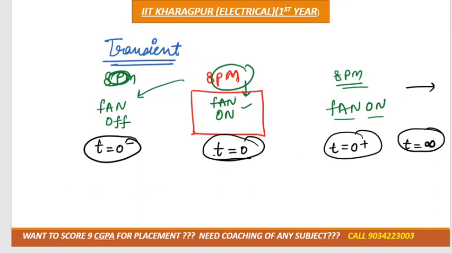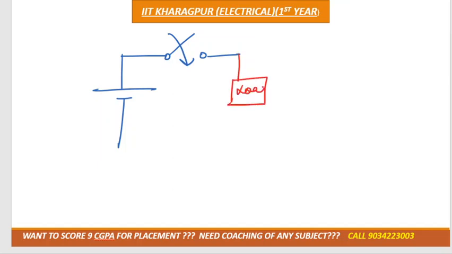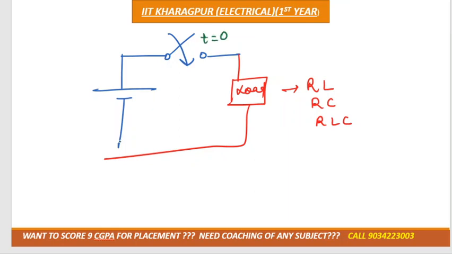Got it? Now, see how we will relate the transient. Whenever you get a transient kind of question, you just switch like this. Okay? There is some amount of load. That load can be a combination of RL, RC, or a combination of RL. Okay? Now see, they said that at t equal to 0, what does this arrow indicate? That at t equal to 0, switch is closed.